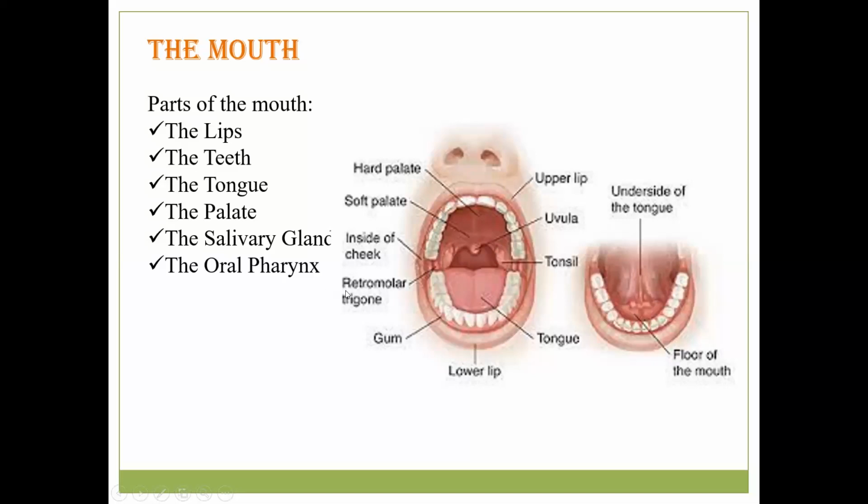Then there are salivary glands. There are several salivary glands situated on both sides of the mouth. Then there is the oral pharynx in the farthest inner side of the mouth.